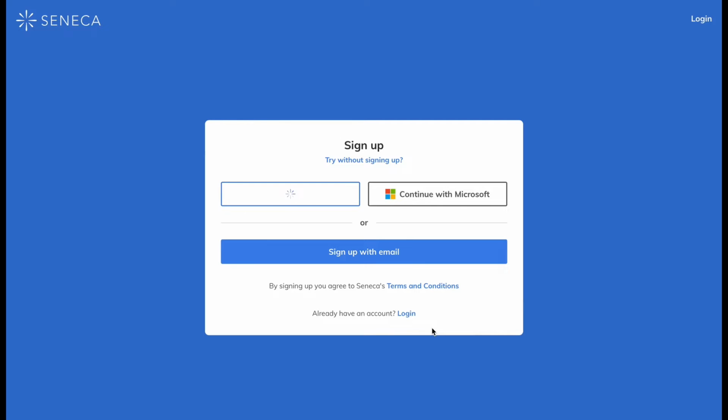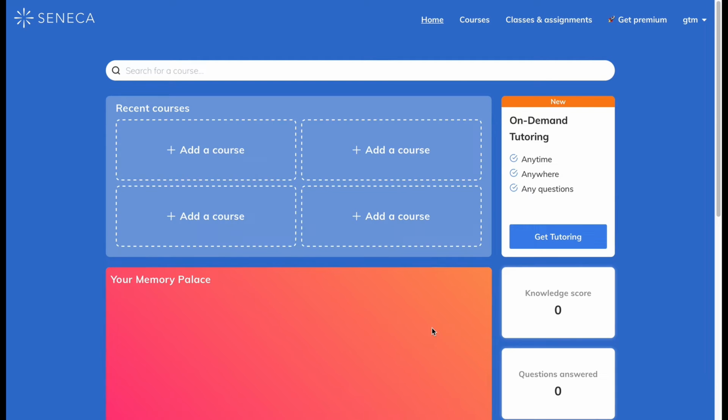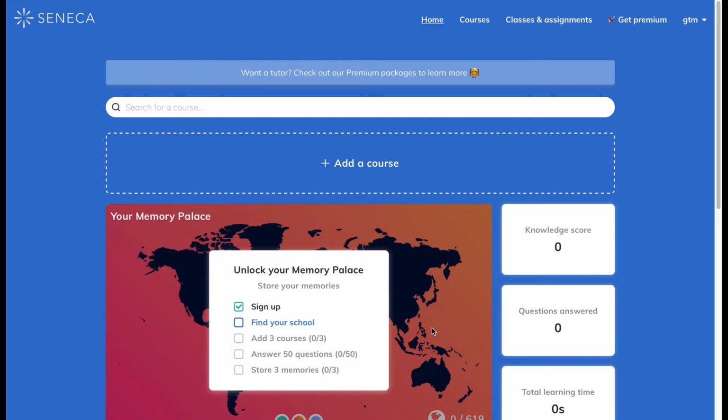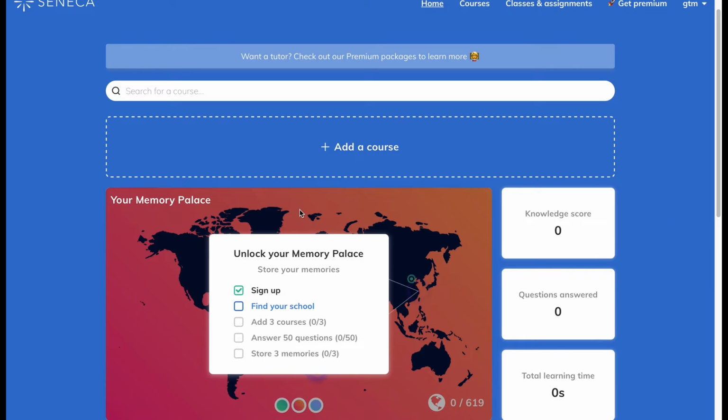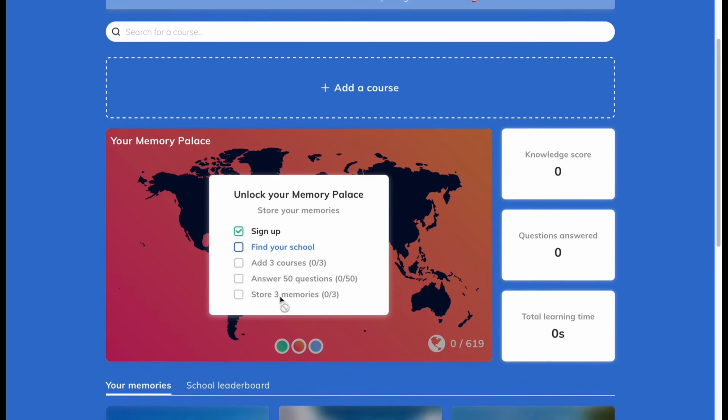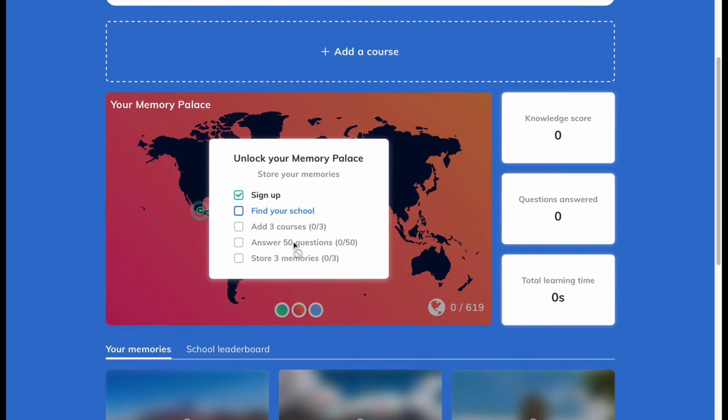So we've now moved into the next segment, into the Seneca Learning website, and you can fill in the necessary items. You will normally see a pop-up screen asking what school you're from, like a 3-step process where you can move on. If we go inside, you can answer these things such as sign up, find your school, add 3 courses, answer 50 questions, solve 3 memories.